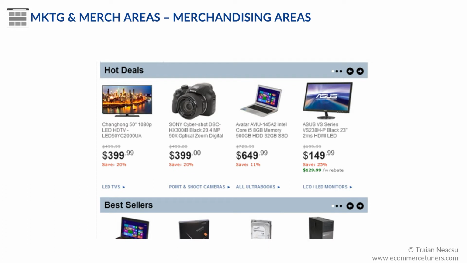Products and categories linked from the merchandising areas of the homepage, such as hot deals, best sellers, or top brands, tend to receive more internal link authority than products linked using structural links. This is why you can use these areas to push more SEO love to the products and categories that are the most important for your business.